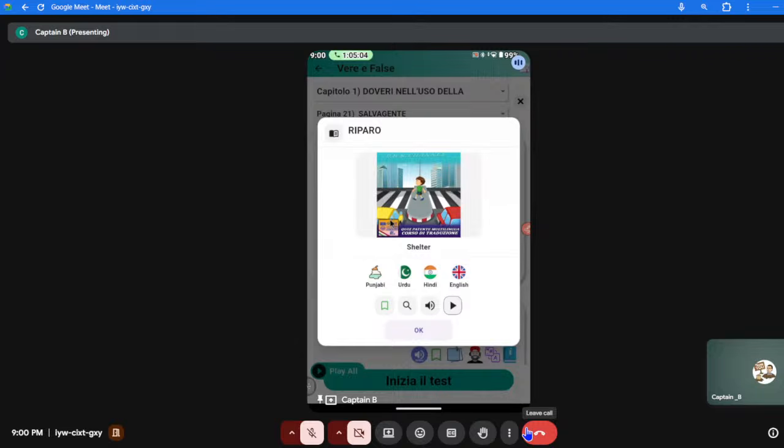Now, so the car goes and stops here. Then you want to enter, all right? Either you enter or you come down. That is the function of this place, this salvagente.